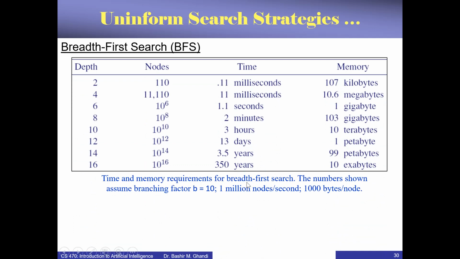The time and memory requirement for breadth first search. The numbers shown here in this table assume a branching factor of 10. So suppose each node can have 10 subtrees. And assuming it processes 1 million nodes per second, so this is how fast it can go from one node to another. It can process 1 million nodes in a second, which is pretty fast, very much like present computers. And assuming that each node requires 1,000 bytes to store.